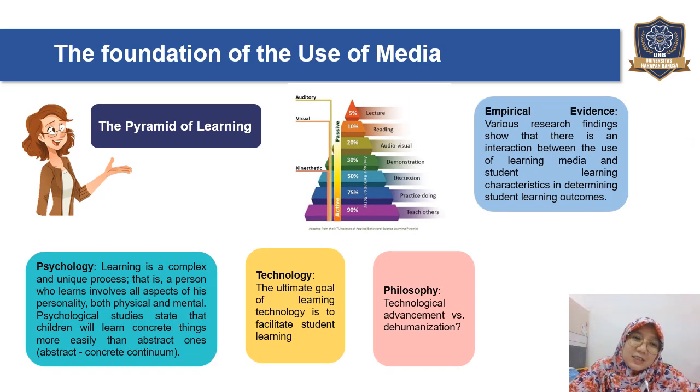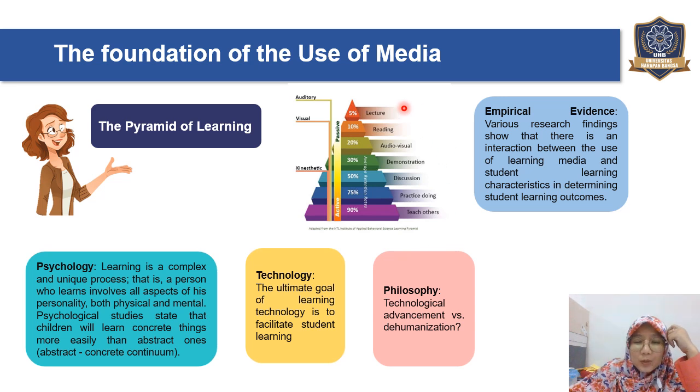All right, so this is the foundation of the use of media, and this is the pyramid of learning that I taught you before. Okay, so in this pyramid, our senses are divided into three. Auditory, it means the sense that we receive by using our ears, and then visual is the sense that we receive by using our eyes, and then the next, kinesthetic, is the sense that we receive by using our motoric skills.